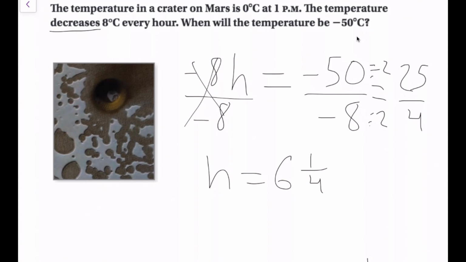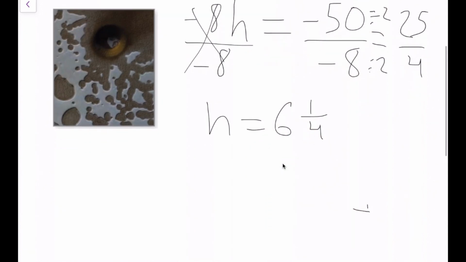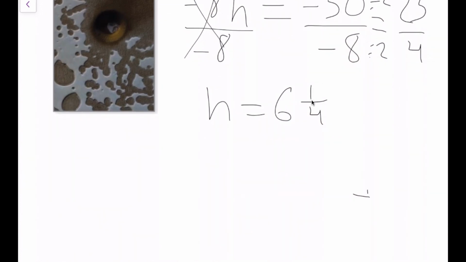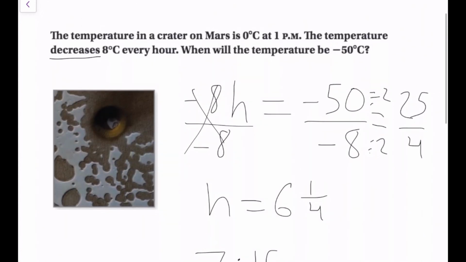But we want a specific time for that. So if we start at 1 p.m. and we go 6 hours after that, that's going to be 7 p.m., but we need 1/4 of an hour. If you remember, 1/4 of an hour is 15 minutes. So if I have 1 p.m. plus 6 hours and 15 minutes, that time's going to get me 7:15 p.m. And every time we have a word problem, we want a word answer.